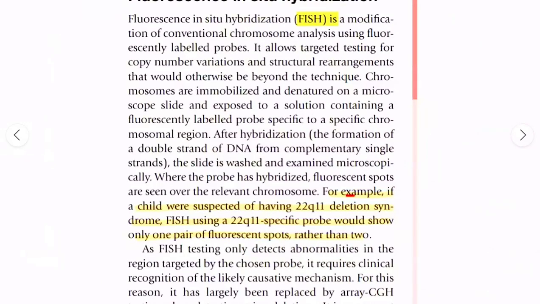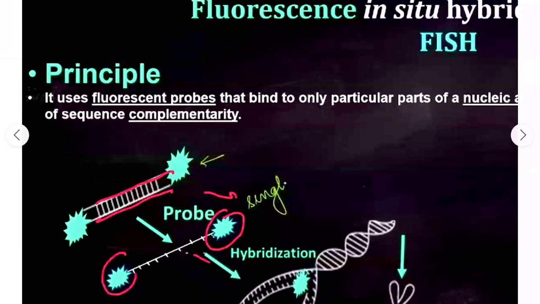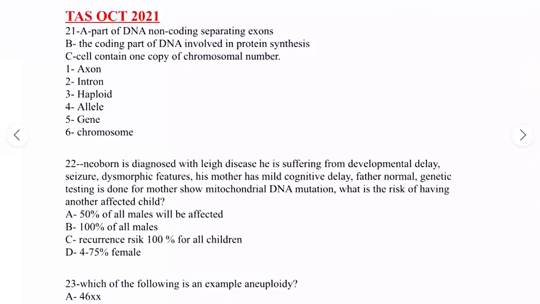This is fluorescent in situ hybridization. They have given the example of 22q here. These are the two strands of the DNA. One is separated, and then a fluorescent probe is made to unite with it. If it attaches at chromosome number 22, the known chromosome, then it will give fluorescence at that chromosome number. The next one, again repetition: intron, exon, and all of this.